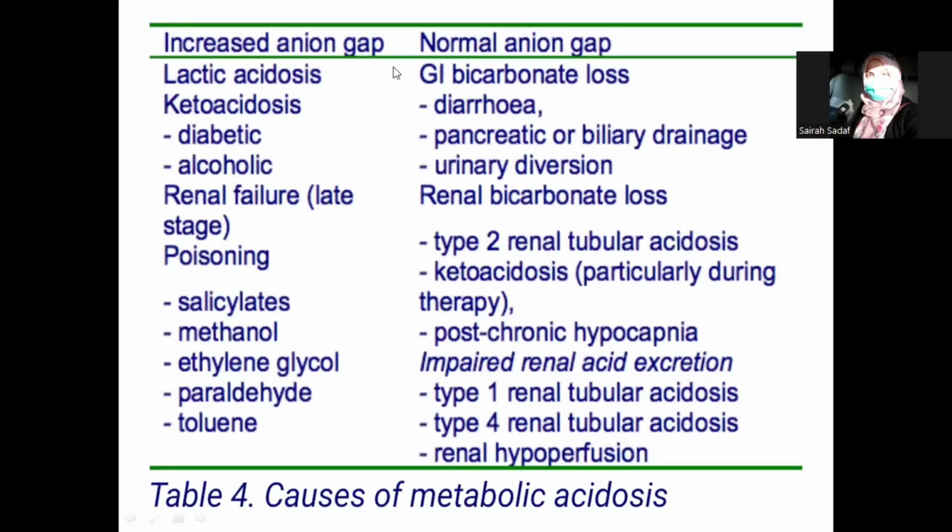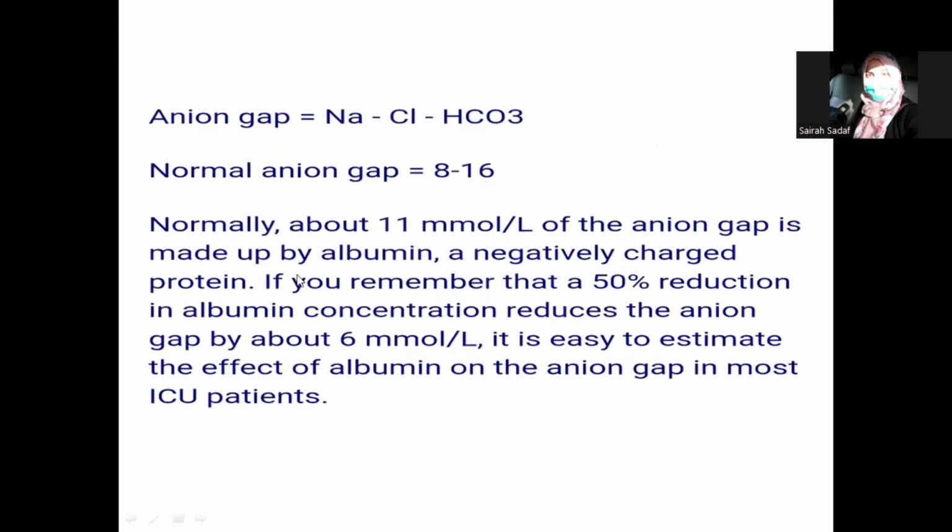By simply calculating the anion gap, you can make a diagnosis, or at least rule out many different causes of metabolic acidosis, and thus it may narrow down or shortlist the causes, and then you can easily reach the diagnosis. This is the normal value of the anion gap. The normal value ranges between 8 to 16.